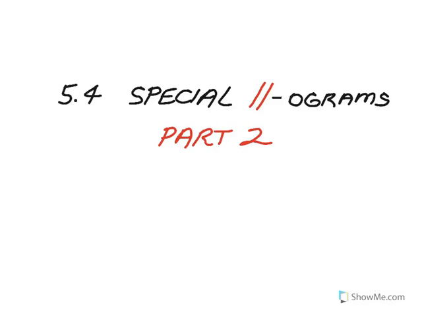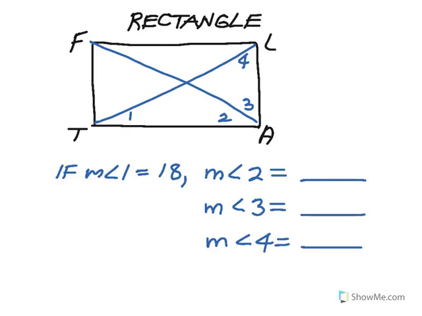Okay, this is lesson 5.4 on special parallelograms, part 2. Okay, this first example is about rectangles, and I have here rectangle FLAT. So I'm told it's a rectangle, and I'm also told angle 1 is 18 degrees.